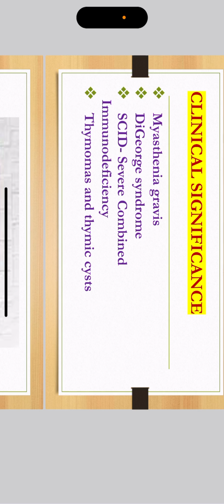Third role, in case of severe combined immunodeficiency. So it is a group of very rare genetic disorders, congenital disorders, that may result in combined T, B cell and natural killer cell deficiency. So there is mutation that affects maturation of hematopoietic progenitor cells, which are the precursors of T and B cells.